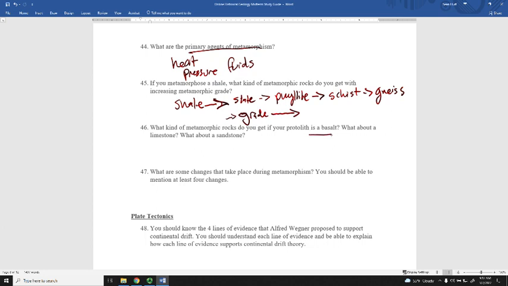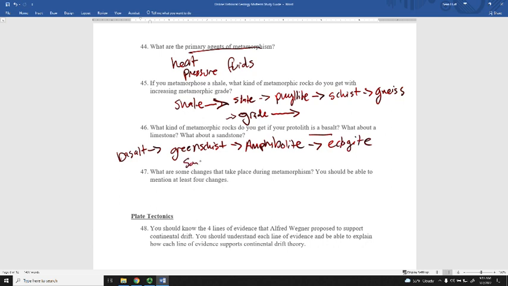If you start off with a basalt, you'll go to a green schist, then an amphibolite, and with subsequently higher levels of pressure and temperature, you'll finally get to an eclogite. There we go, like that.